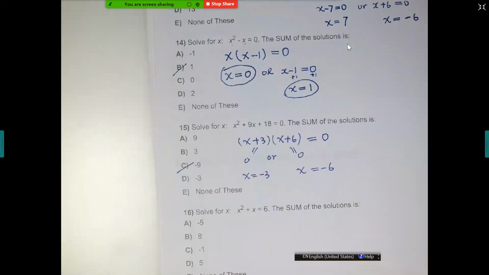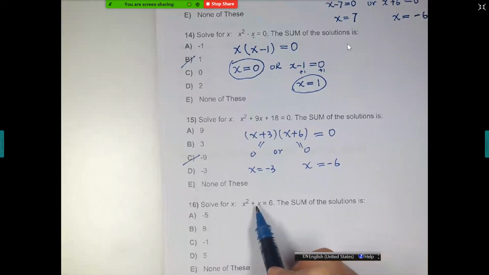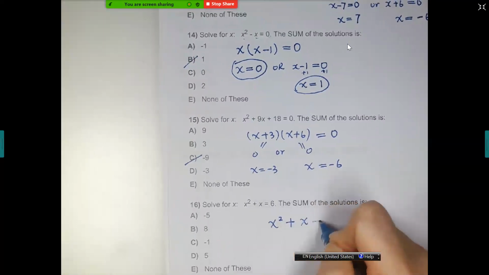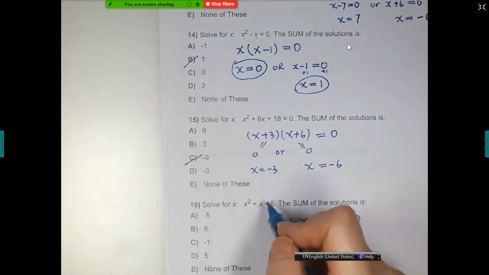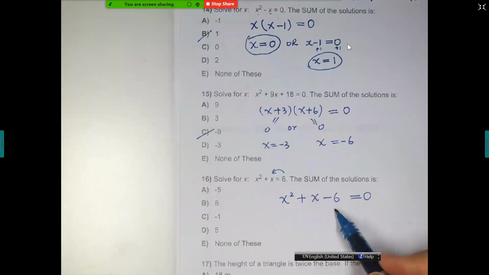All right, and continuing right here, same thing. We have a quadratic equation, but it is not in standard form. What do we do? Rewrite it as x squared plus x minus 6 equals 0. When we move a number to the left side, we change the sign. Minus 6 equals 0. Then factor this. That is a pretty easy factorization here.